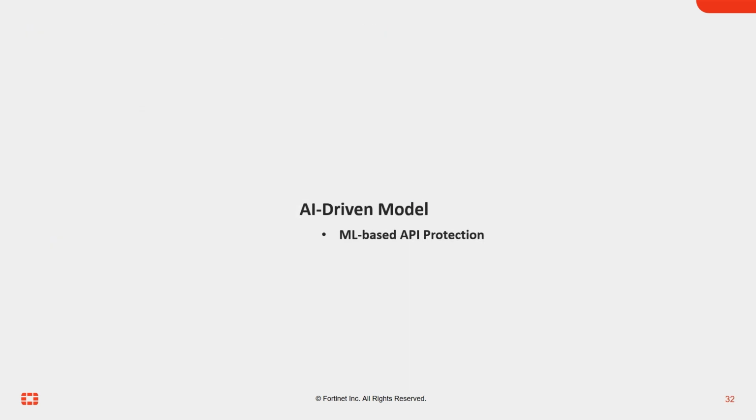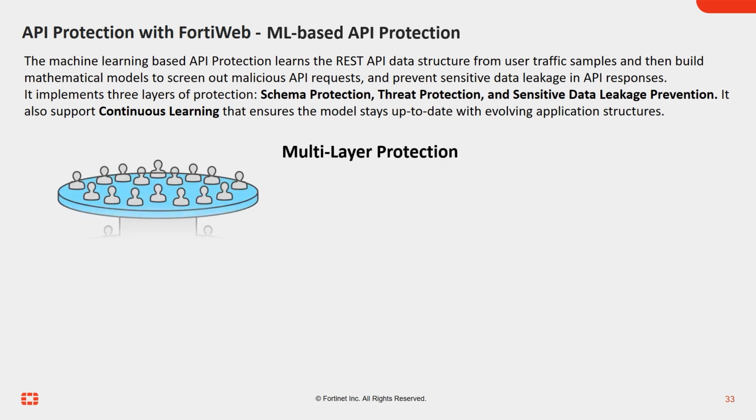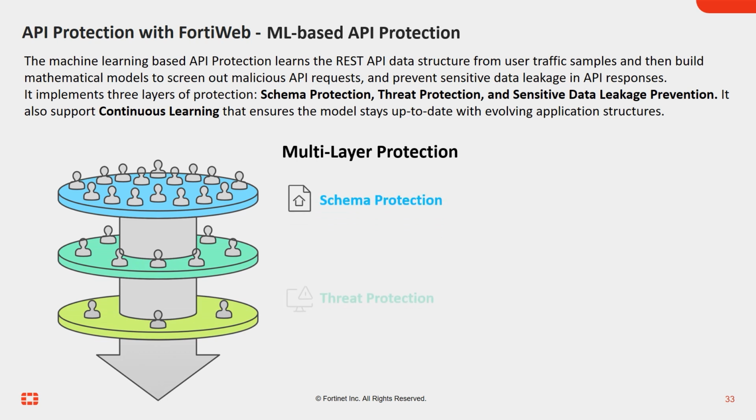FortiWeb also brings it all together with an API protection feature that covers every angle. The machine learning-based API protection learns the REST API data structure from user traffic samples and then builds mathematical models to screen out malicious API requests and prevent sensitive data leakage in API responses. It implements 3 layers of protection: schema protection, threat protection, and sensitive data leakage prevention. It also supports continuous learning that ensures the model stays up to date with evolving application structures.